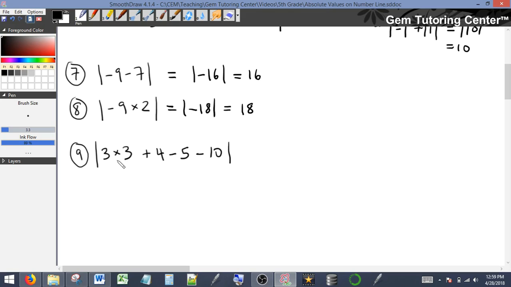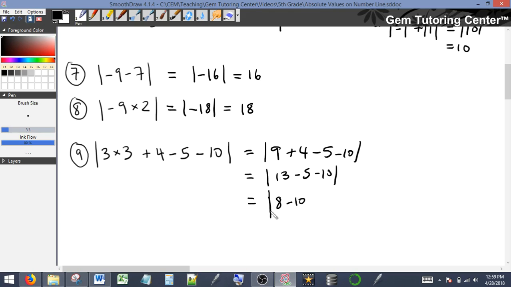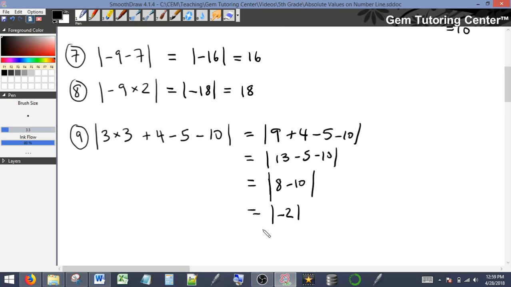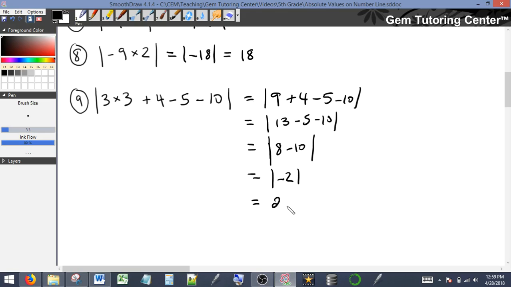Okay? The absolute value of 3 times 3 plus 4 minus 5 minus 10. Okay, for this one, we need to evaluate everything in here first, and then we will do the absolute values. So the way that we do that is 3 times 3 is 9, and then that's plus 4 minus 5 minus 10. So then 9 plus 4 is 13, so write it like this. And 13 minus 5 is 8. That's not 18, this is a vertical bar. So it's 8 minus 10, okay? And then that is equal to the absolute value of negative 2, which is equal to just 2.